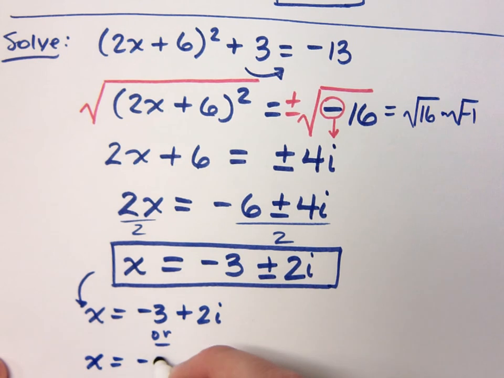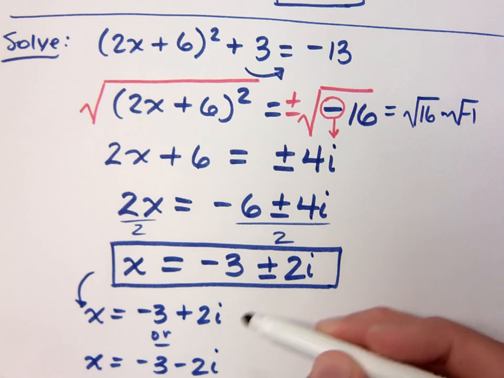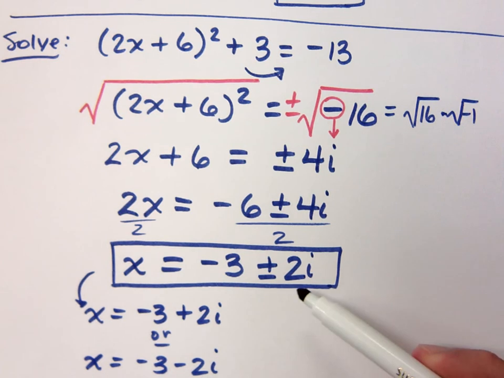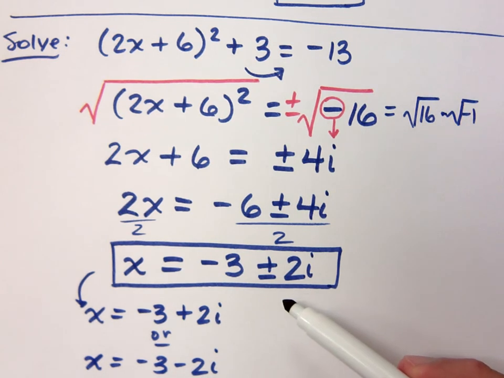If I were to separate this into my two answers, this is what I have. Can I reduce this anymore? No. Can I reduce that anymore? No. What you do see here, and this is an important concept for college algebra, these guys are complex conjugates. Look how the real parts are the same. The imaginary parts have opposite signs. These are complex conjugates. So what you'll find out is that complex solutions for quadratic equations will occur in conjugate pairs.